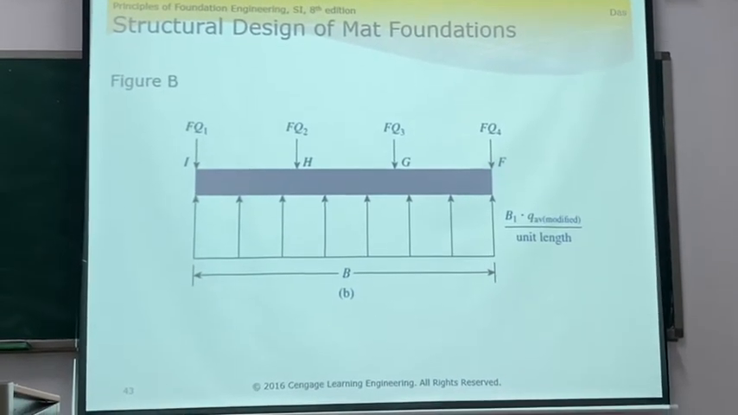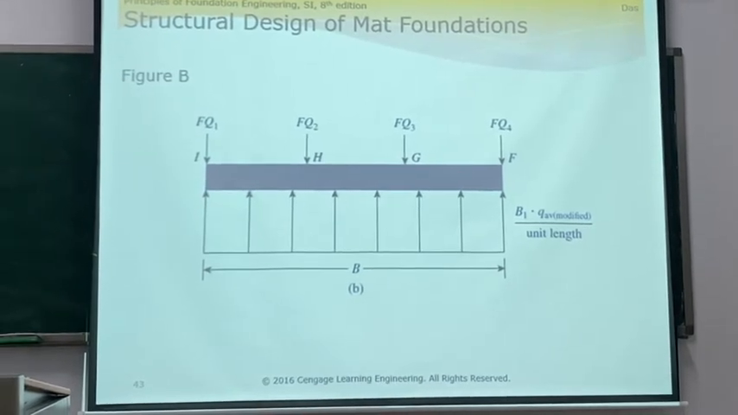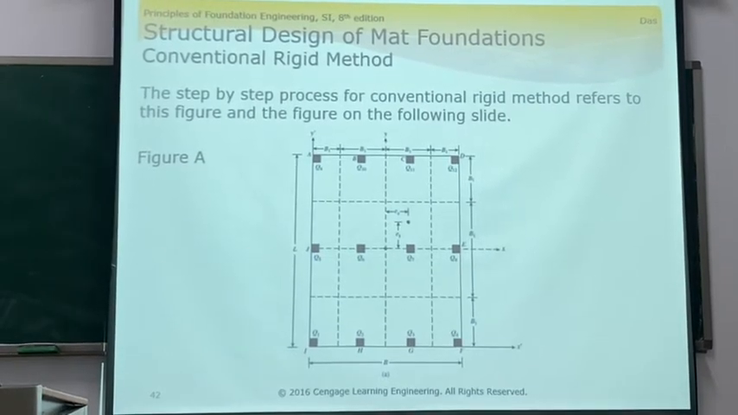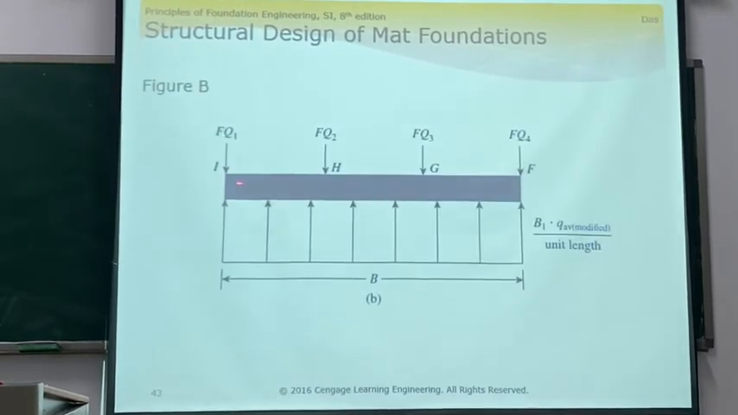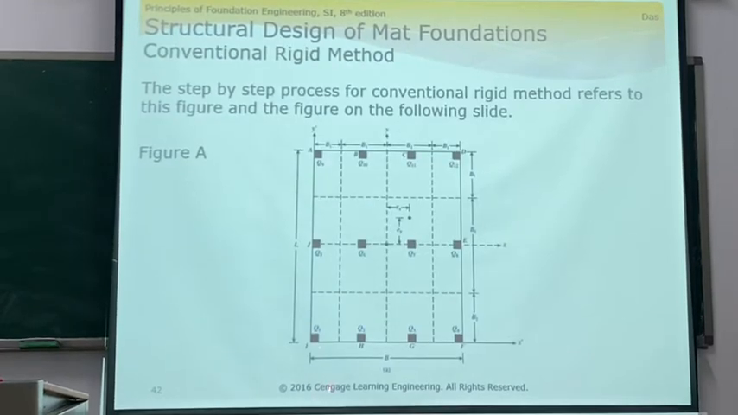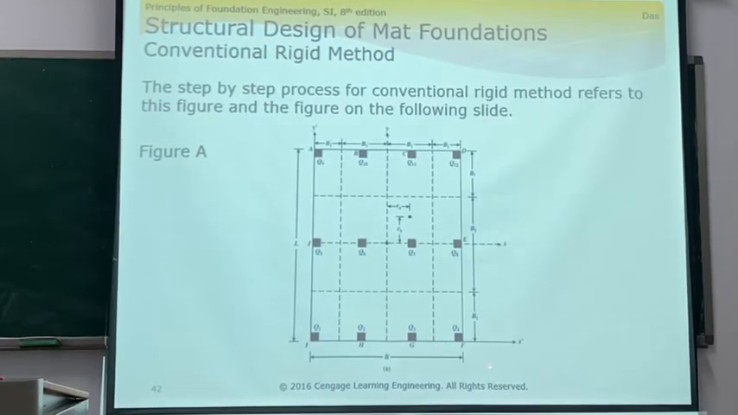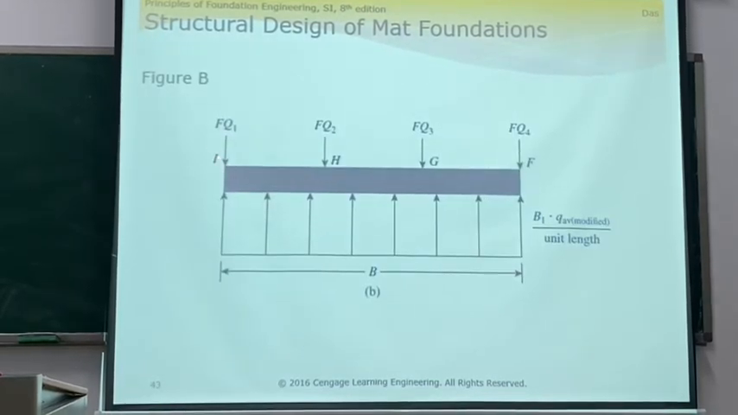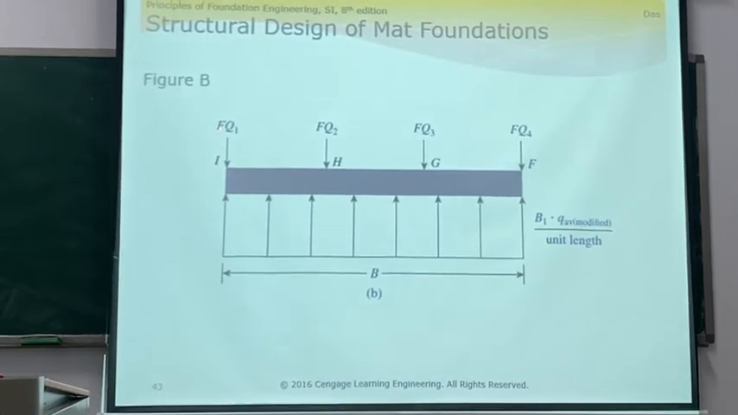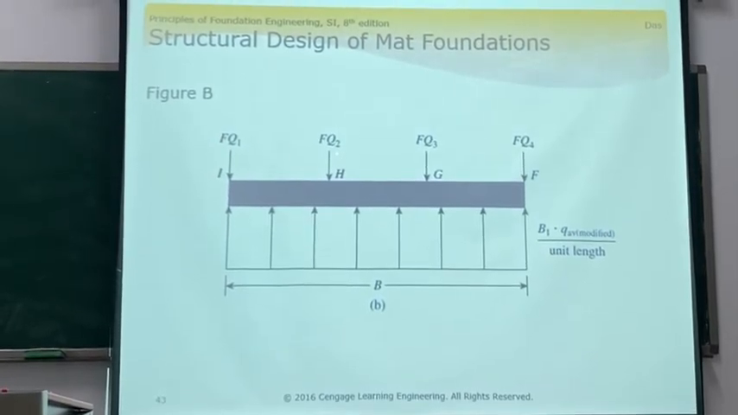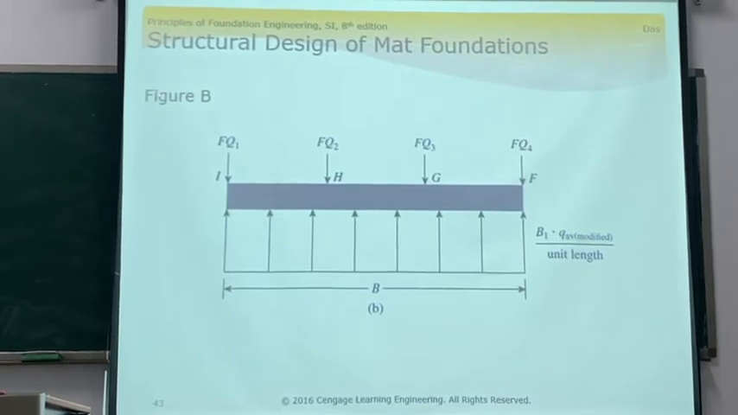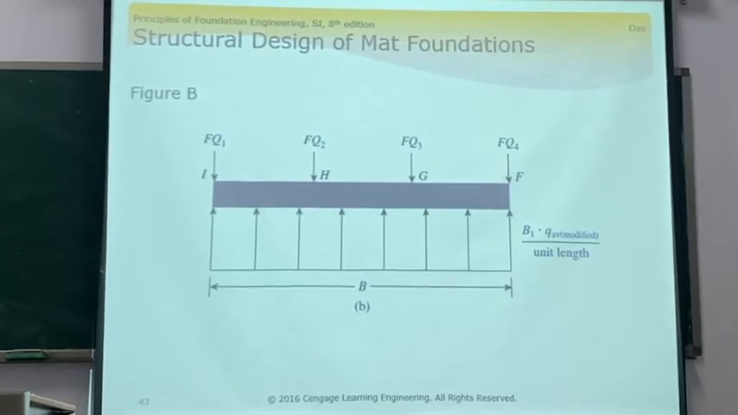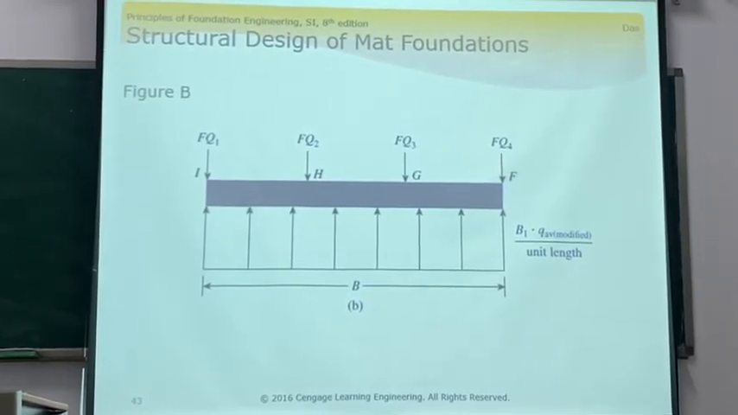Okay. So we take a section from this one. We just take this one, the IHGF section. We can see this is the load from the columns Q1, Q2, Q3, Q4. Maybe Q1 doesn't equal Q2, Q3, Q4. Maybe the load is not the same.